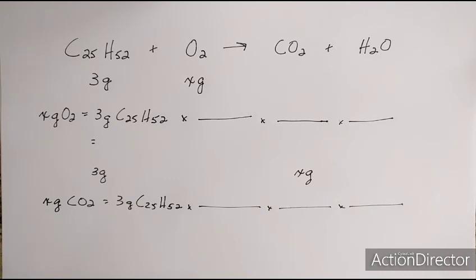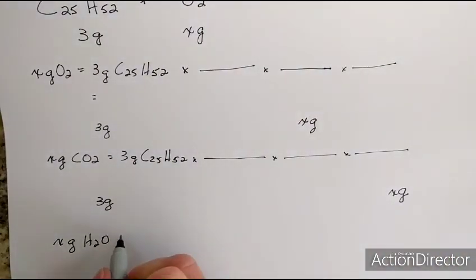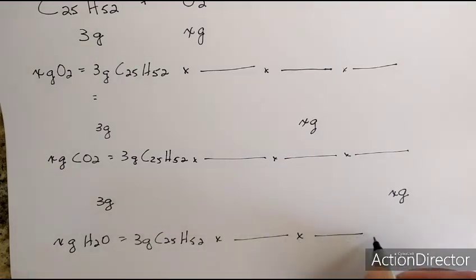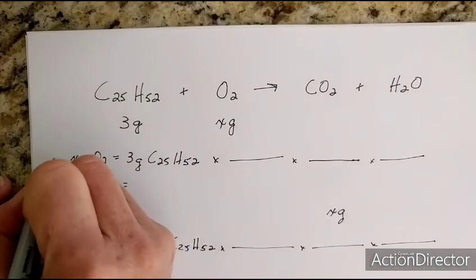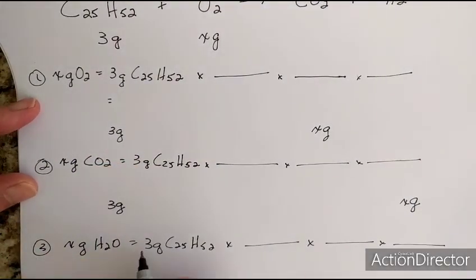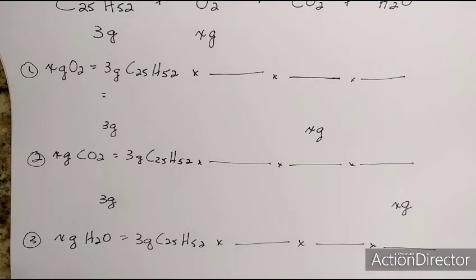And then the next one, we want to know how many grams of water vapor were formed. So X grams of water vapor for the same 3 grams of wax. So that'll be X grams of H2O. Oops, I'm off the page. X grams of H2O equals 3 grams of C25H52. And then do your 3 conversion factors. So we have 1, 2, 3 dimensional analysis calculations to do to answer the questions for the lab. And that's it.